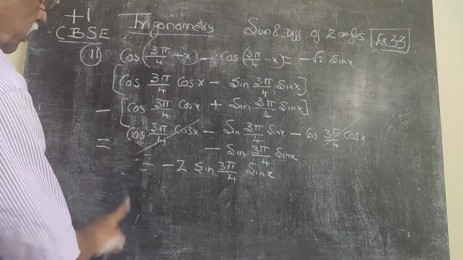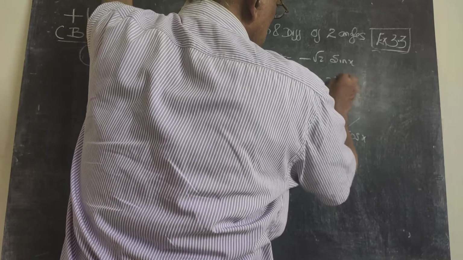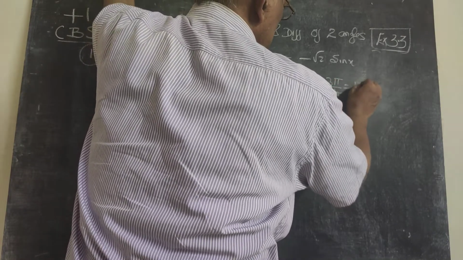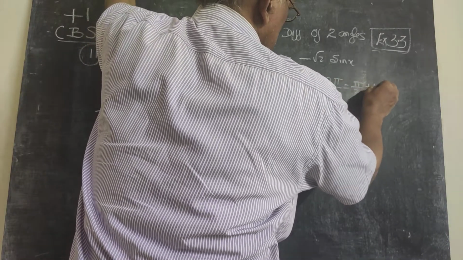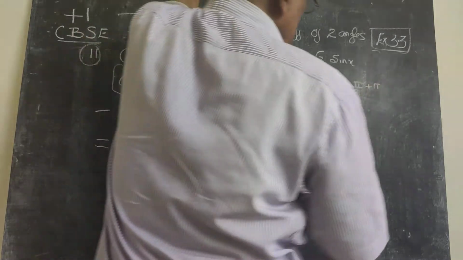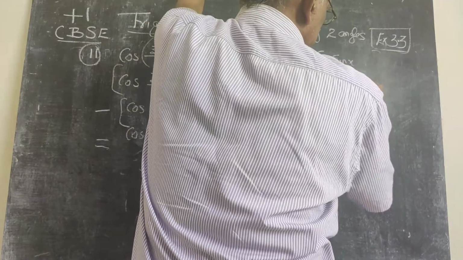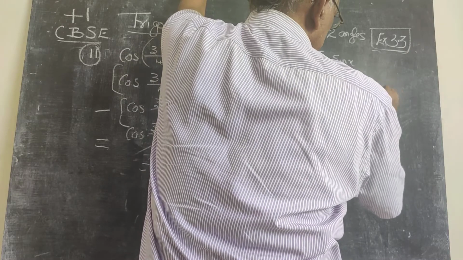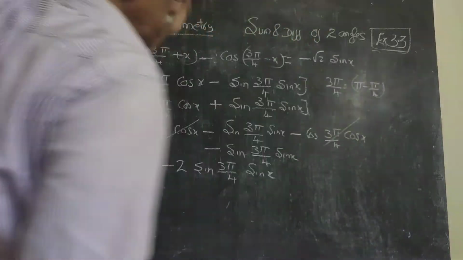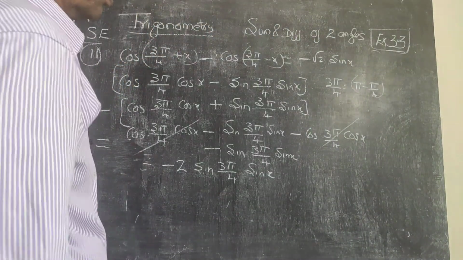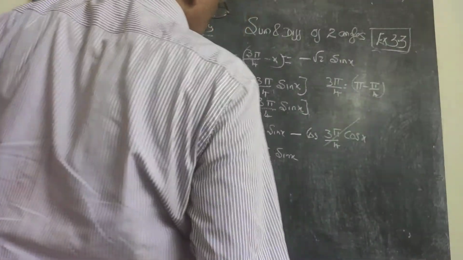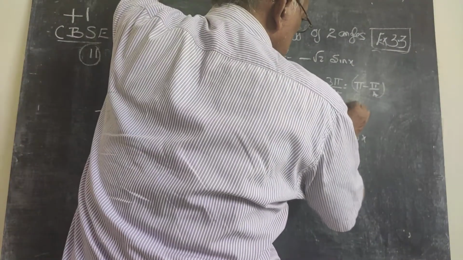What is sin 3π/4? 3π/4 is, I can take it as π minus π/4. 4π minus π, 3π/4. Then what is sin 3π/4?